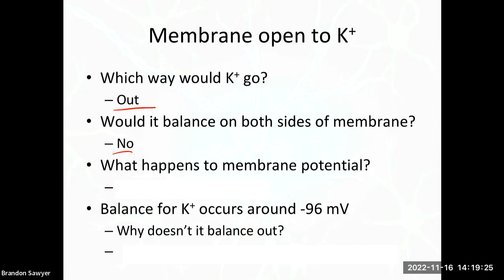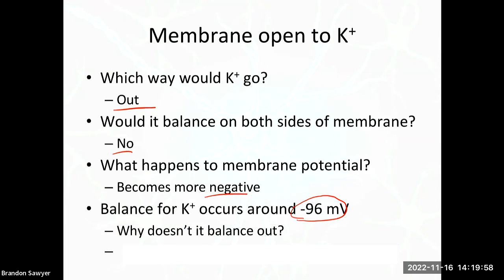So as it's going out, what's happening to the membrane potential? Is it getting more positive or more negative? The inside of the cell is losing a positively charged ion. So is that making our membrane potential go more negative or more positive? More negative, absolutely. Okay. So what happens to membrane potential as it's going out? It's becoming more negative. Okay. And its balance occurs around negative 96 millivolts. Okay, so it's much closer to its kind of balancing point.